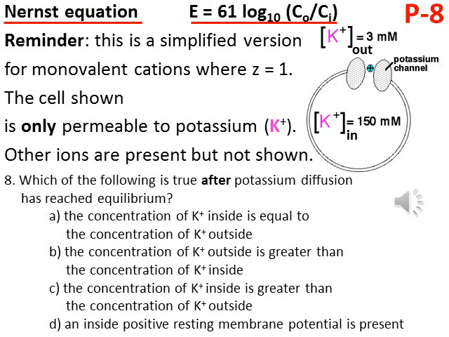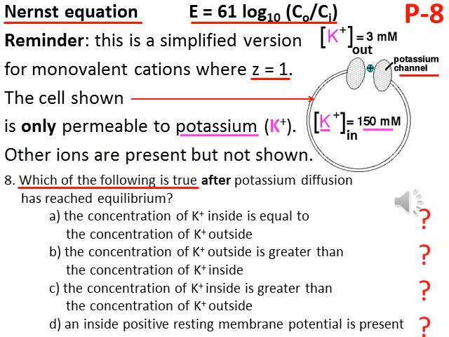This is the simplified version of the equation where Z equals 1, which can be used for monovalent cations such as potassium ions. The cell has a higher concentration of potassium inside than outside. The cell has potassium channels, and the membrane is permeable to potassium. What can we say about the relative amounts of potassium that will remain inside the cell and be outside the cell after potassium has reached an equilibrium, after the potassium diffusion potential has been reached?